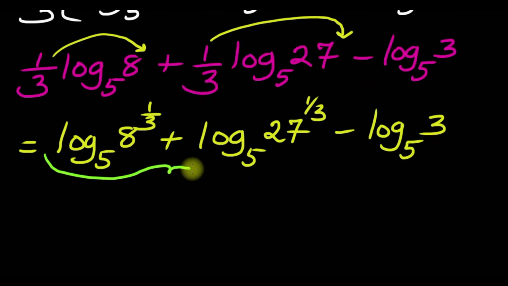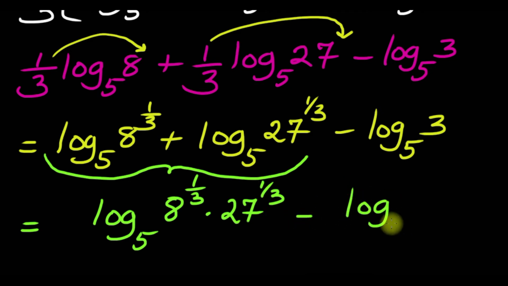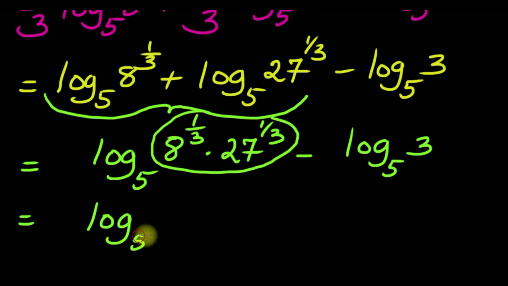So here the sum of the logs is the log of the product. So this would be log base 5 of 8 to the 1/3 times 27 to the 1/3, and then minus log base 5 of 3. I'm going to simplify this before we move on to condensing it. So this is an easy one because you've got log base 5.